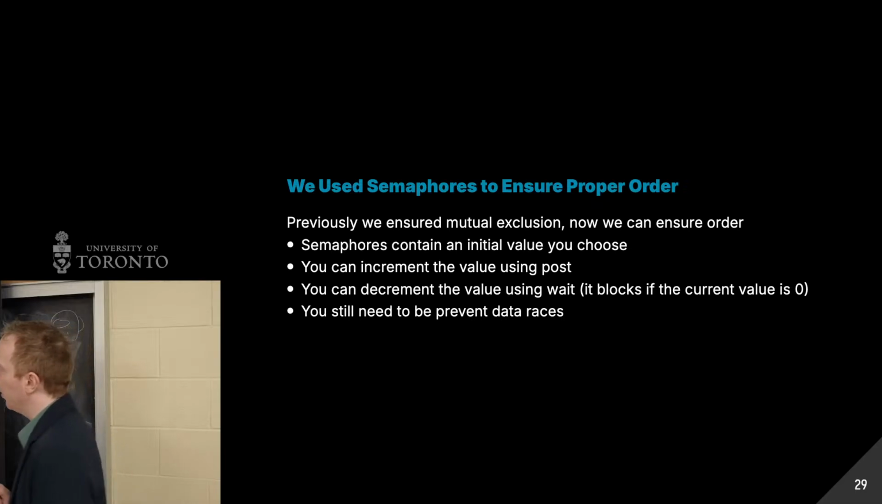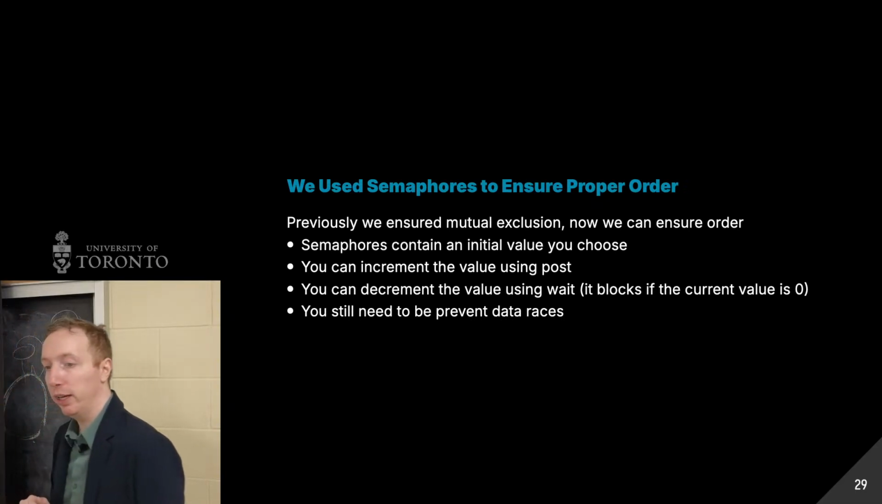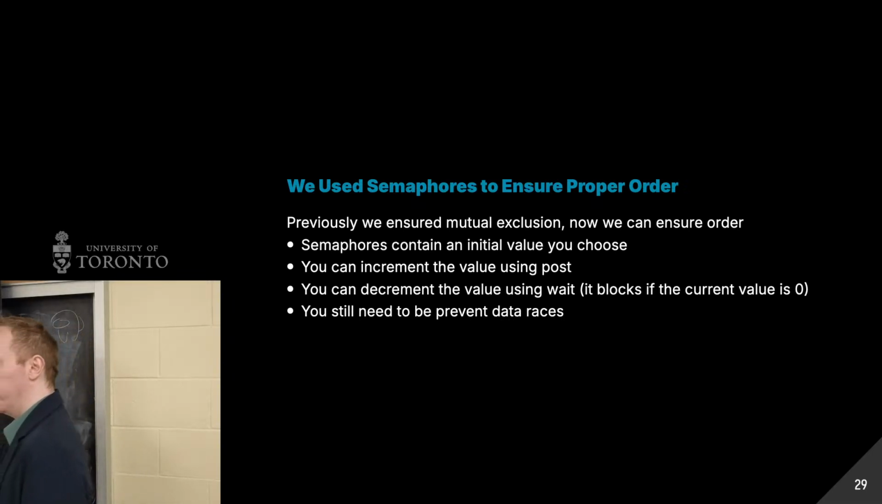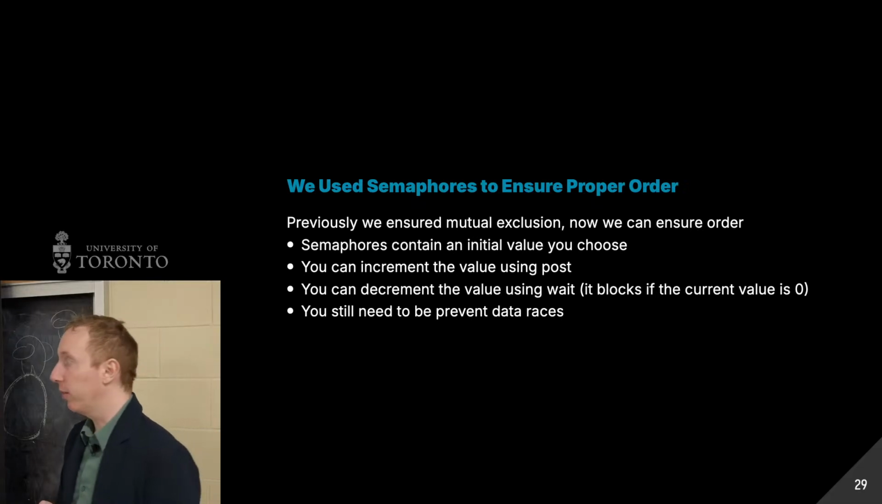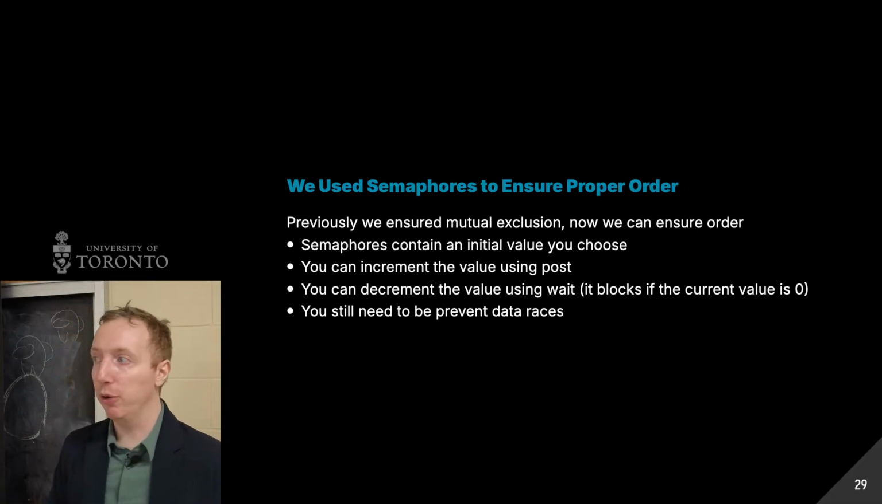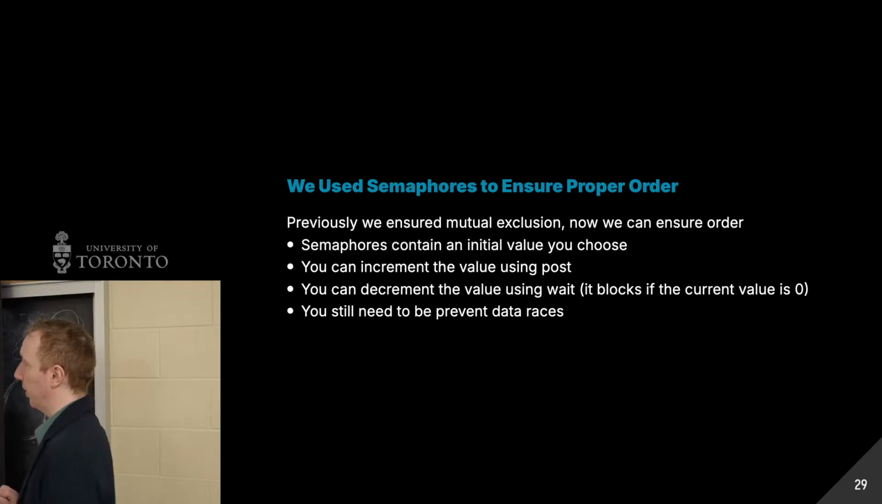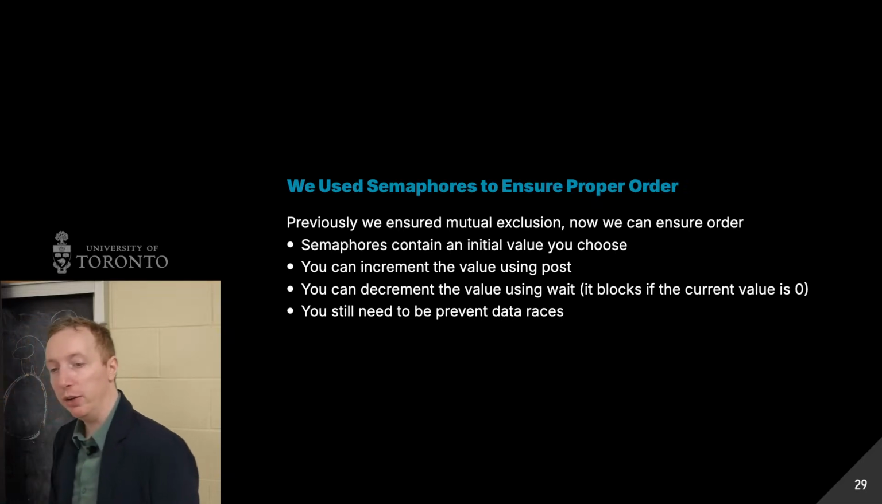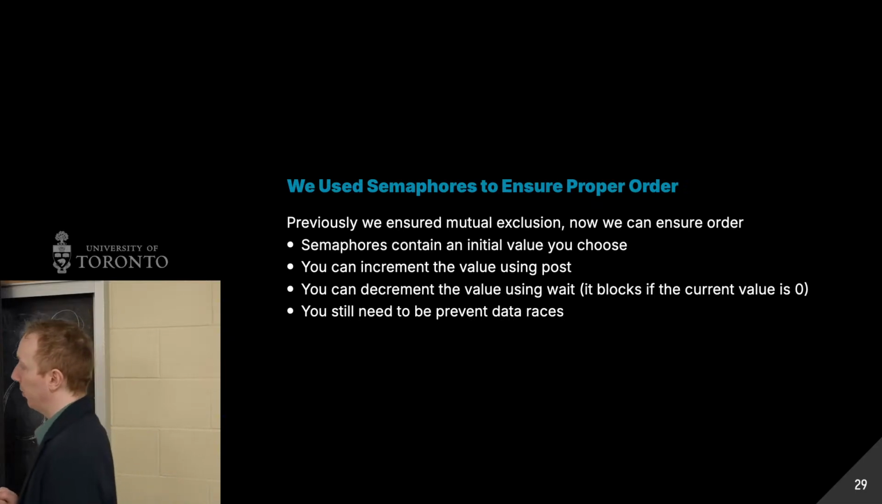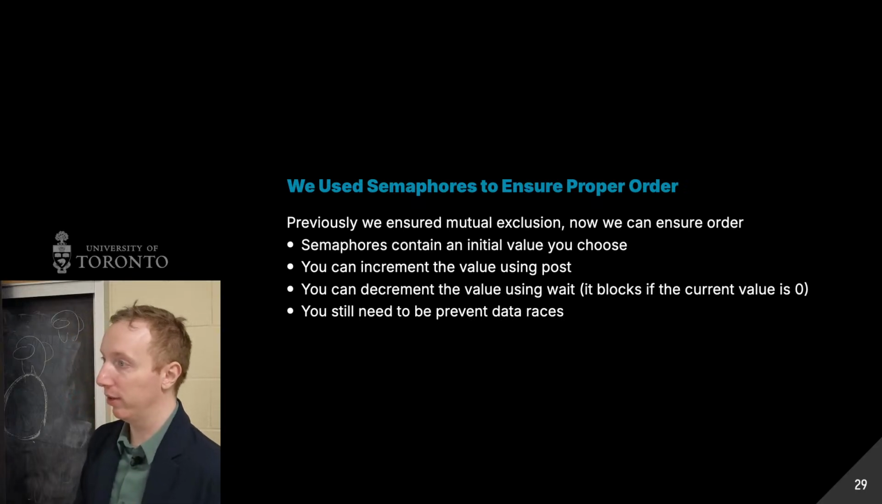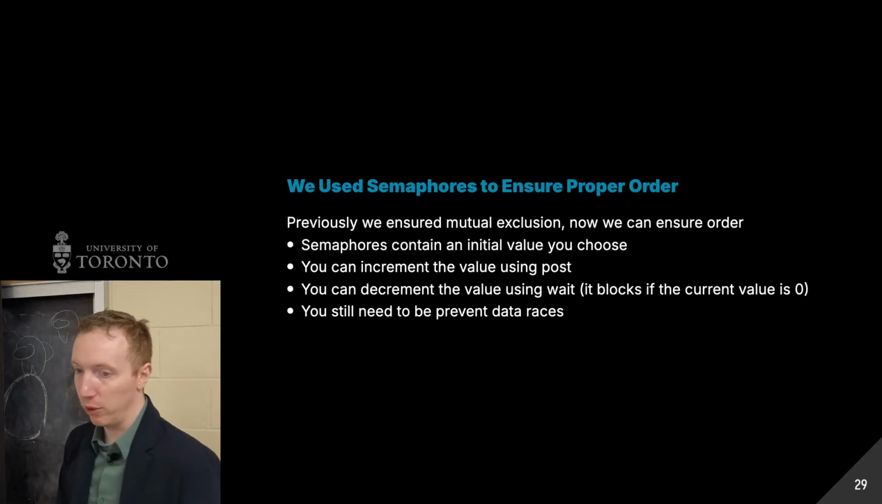So previously we ensured mutual exclusion. Now we can ensure some type of order. So how semaphores work, they contain an initial value that you choose. You increment that value using the post. It's guaranteed to be atomic, so you don't have to worry about data races. Then you can decrement atomically using that wait function. And the only special thing about it is it will block if the current value is 0, because the value of the semaphore is not allowed to go negative.